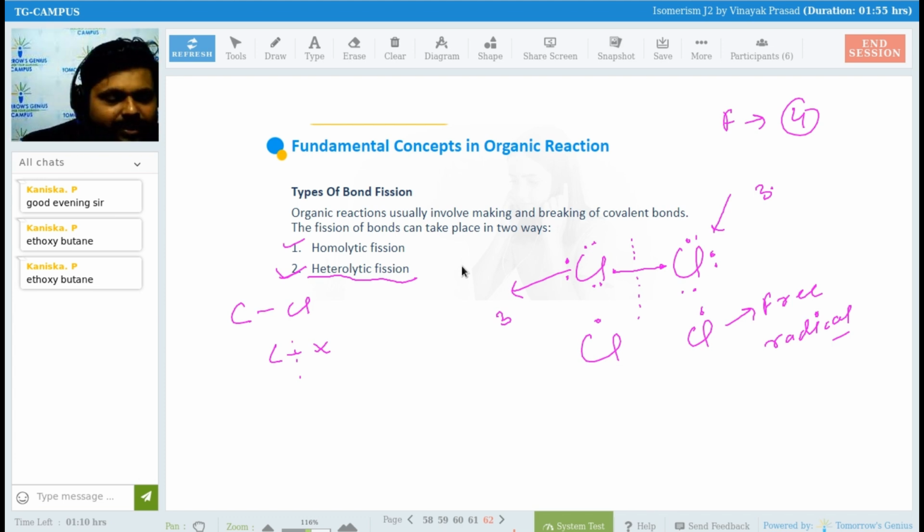Although they are sharing equal electrons, if there is a fight between these two, what will happen? This X will take its own electron as well as one electron from this carbon.